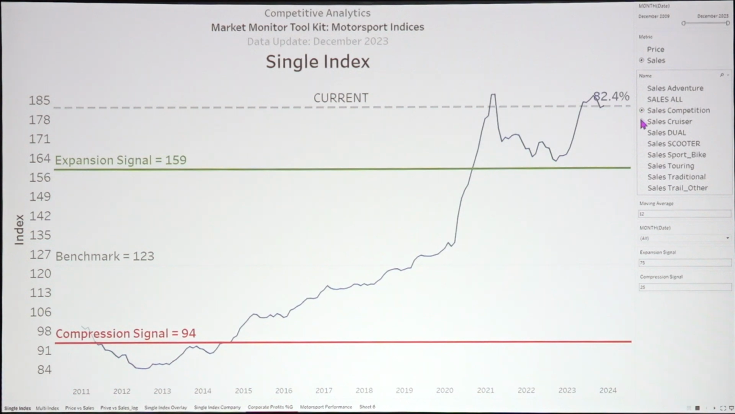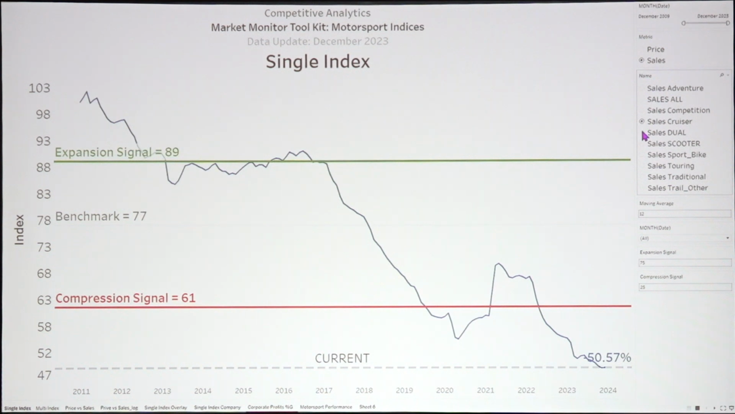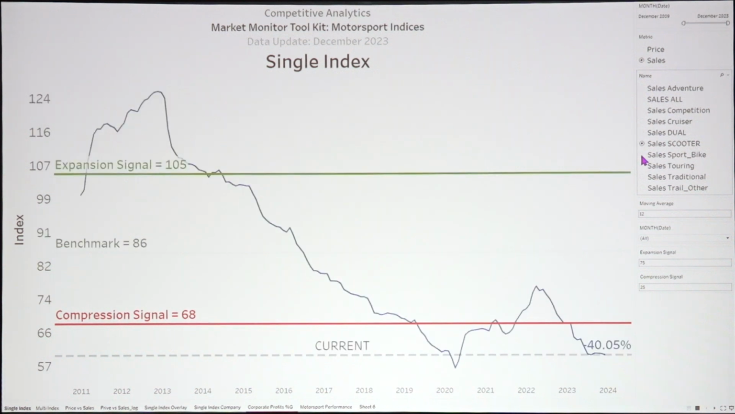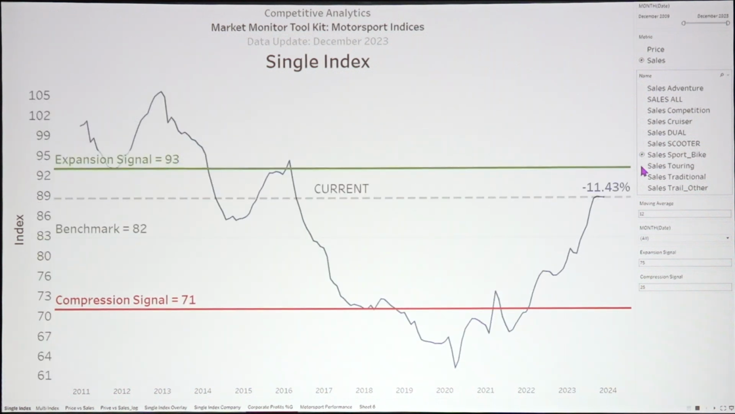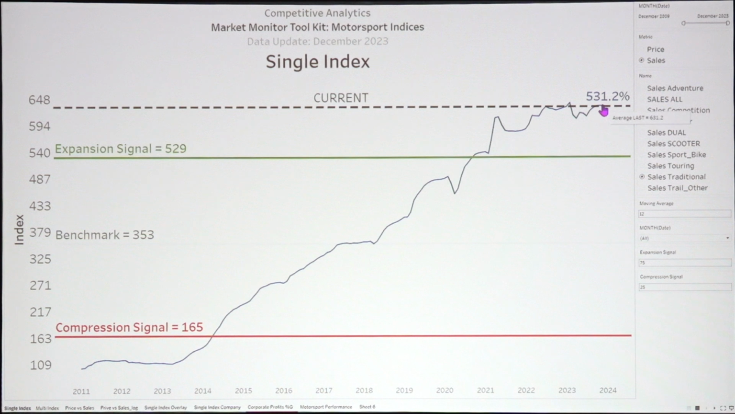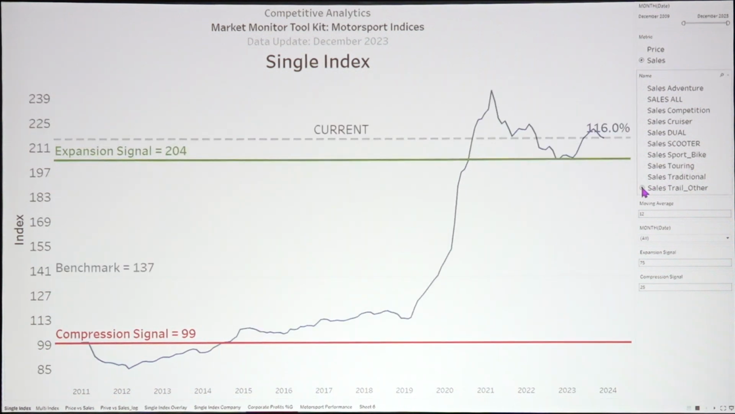And we can click through all these different segments. So you see competition, which is an off-road segment, cruiser, which is kind of a dwindling segment, as you can see, down 50% from 2011. Dual, another sort of off-road segment. Again, that's been a very healthy segment. Scooter, not so much. Sport bike, down a bit. Touring, also down. Traditional, up big time, but the segment has expanded, so it includes a lot more types of motorcycles in it, so it's kind of skewed. It's not really what we call same store sort of analysis. And then trail other, also up.